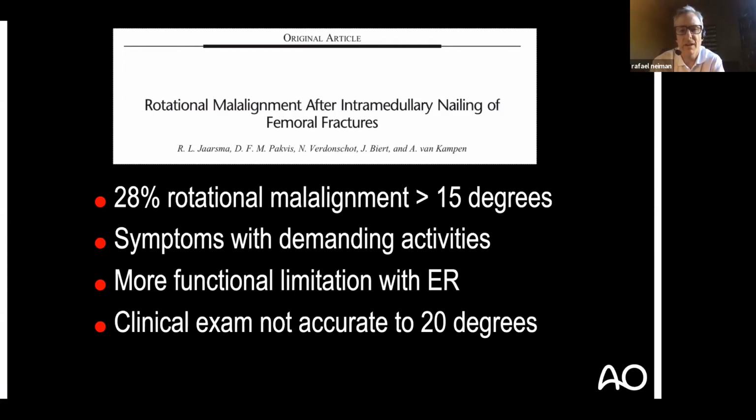The patient is going to tell you what their symptoms are, and the more demanding the patient is, the more symptomatic they're going to be. So somebody who's sedentary may not mind having an external rotation deformity, but those who are very active are going to have quite a bit of disability with high amounts of rotational deformity. The other thing is that it's really hard to get a good clinical exam on patients unless they have a really large amount of rotation.